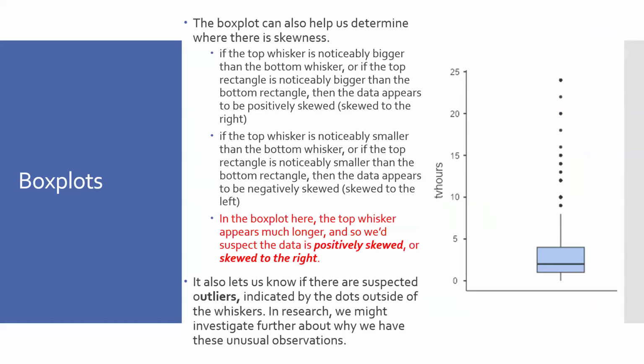A box plot can also help us determine whether there's skewness. If the top whisker is noticeably larger than the bottom one, like here, or if the top rectangle is noticeably larger than the bottom rectangle, the data is probably skewed to the right, or positively skewed. On the flip side, if the top whisker is smaller than the bottom, or the top rectangle is smaller than the bottom, then it might be negatively skewed, or skewed to the left. In this box plot, you can see this is much larger than this one, so it's probably positively skewed to the right. It'll also show us suspected outliers. These are values that might be unusual observations, and it's worth investigating further to make sure things were answered correctly, just in case.